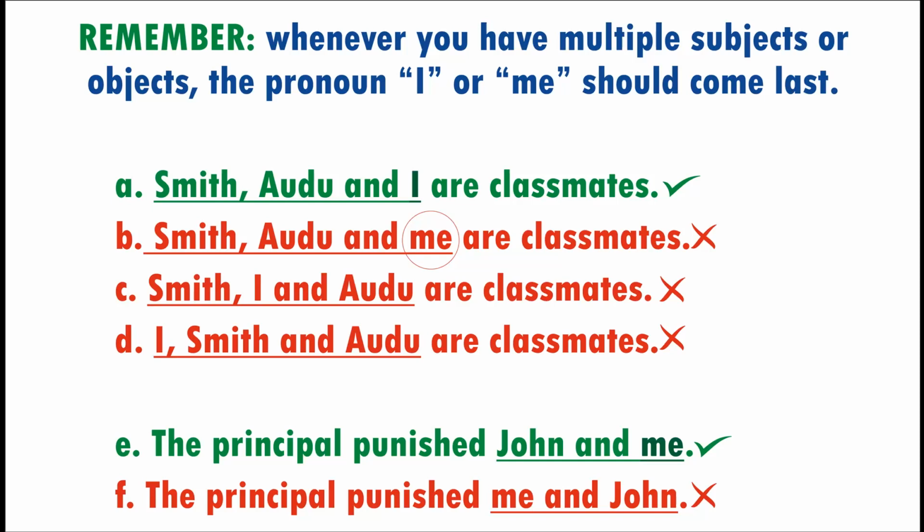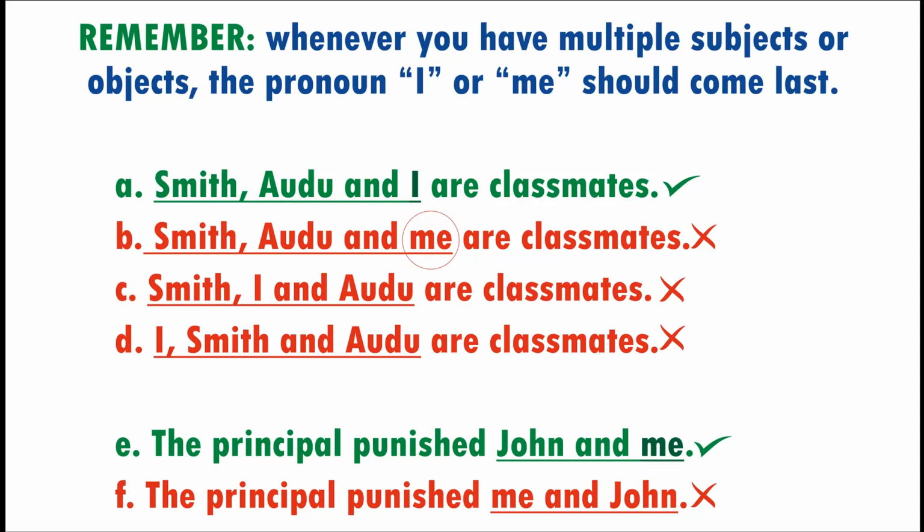I, Smith, and Audu are classmates. I should not come first. Me should not come first. It should come at the end of the list. So example A is the correct form. Smith, Audu, and I are classmates.